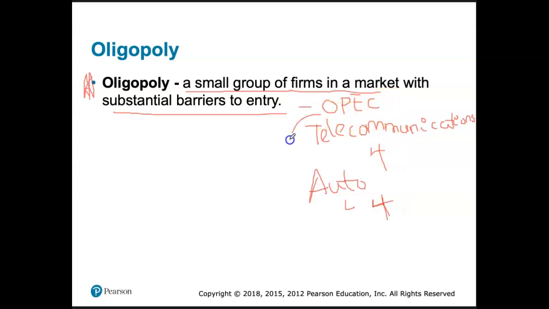And I just forgot, I didn't explain what OPEC means. OPEC is the Organization of the Petroleum Exporting Countries: oil producing, petroleum, exporting countries.